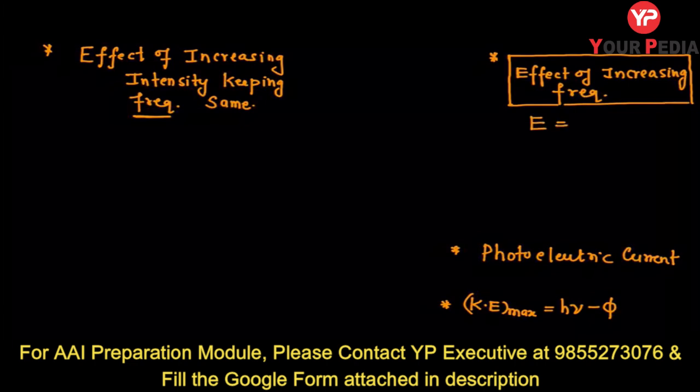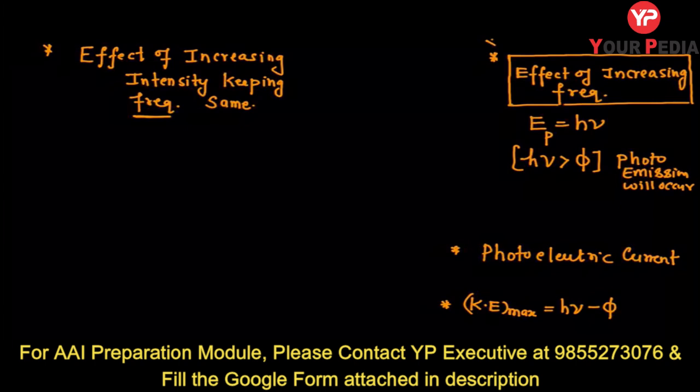E is equal to h nu. Energy of the photon will increase. So I have told you h nu should be greater than phi. Then photo emission will occur. Keep in mind, photo emission will occur. I have told you. Fine. And I have told you in the assumption that one photon is capable of at most ejecting only one electron.